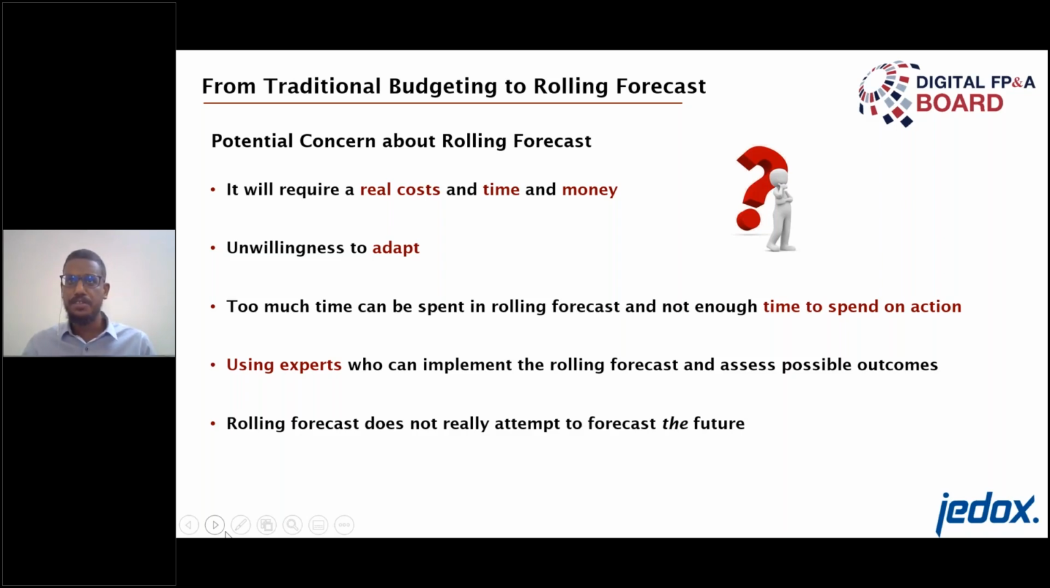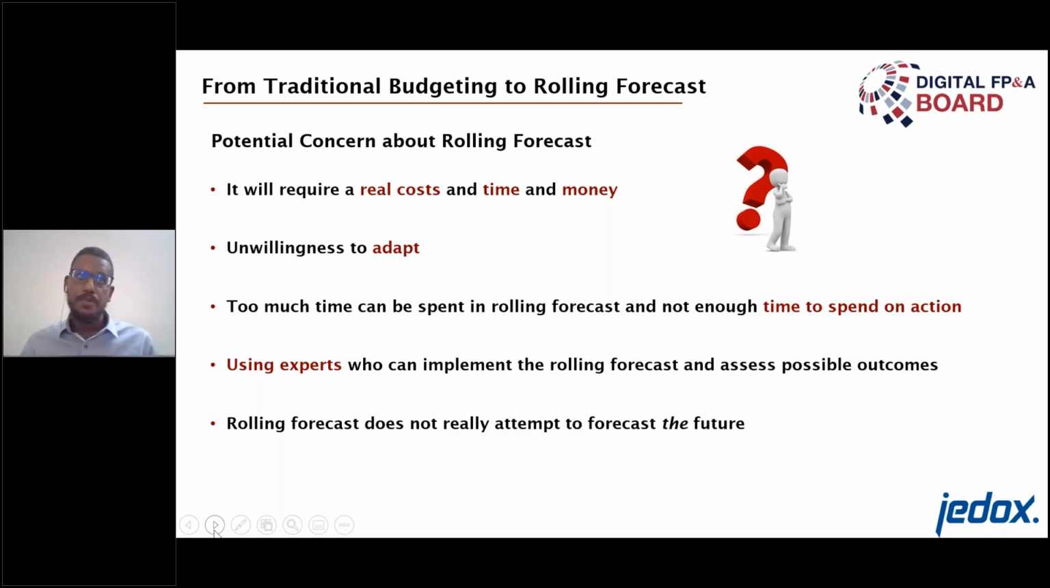The second concern about rolling forecast is unwillingness to adapt. This is the most critical issue in adopting rolling forecast, because you will face some old school people in your company who have stuck with the traditional budget for a lot of years, and they simply don't want to move to rolling forecast. The best solution in this case is to adopt a parallel run. You get results from the traditional budget and from the rolling forecast, then compare these results, and you will see what precious data you get from the rolling forecast.